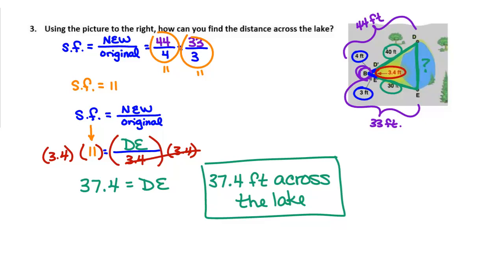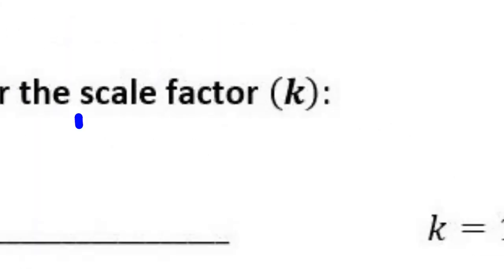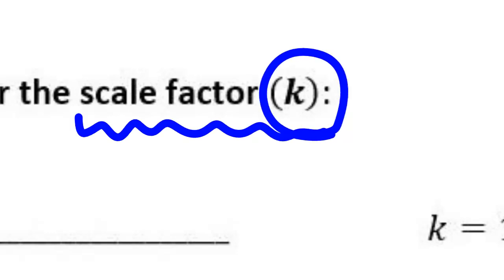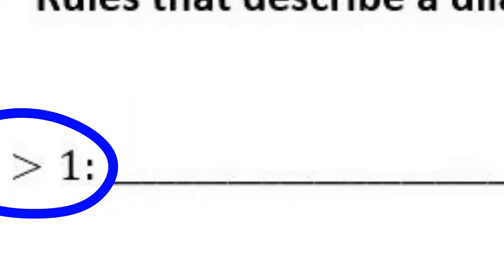Number 4, down at the bottom of the page. Some of this is review. Some of this is answering questions that we didn't ask yet. So it's new information, but it goes along with what we've already learned. When I have a scale factor, remember, a lot of times they'll use K to mean scale factor. When I have a scale factor that's bigger than 1, what do we call that kind of a dilation? That's an enlargement.